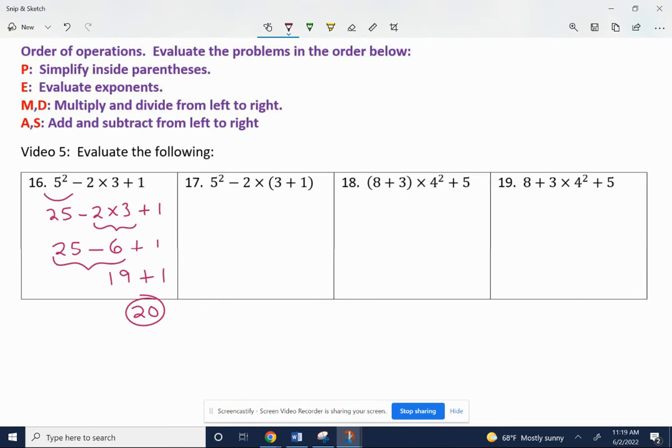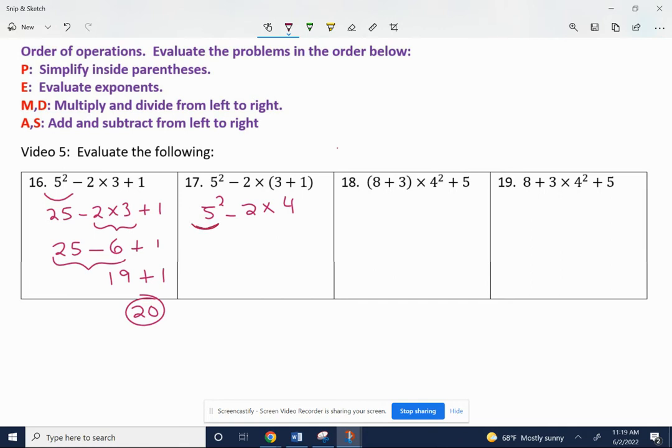Maybe one more together. Parentheses first. In this problem, there is parentheses. 3 plus 1 is inside parentheses. We're going to do that first. 3 plus 1 is 4. Bring down the rest of the problem. You don't really need to keep that parentheses around the 4. I mean, you could if you wanted, but you don't need to. We have 5 to the second minus 2 times 4.